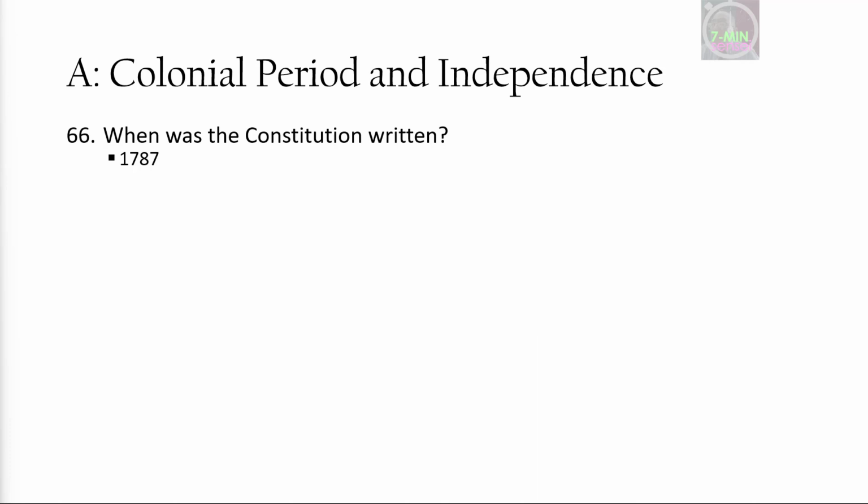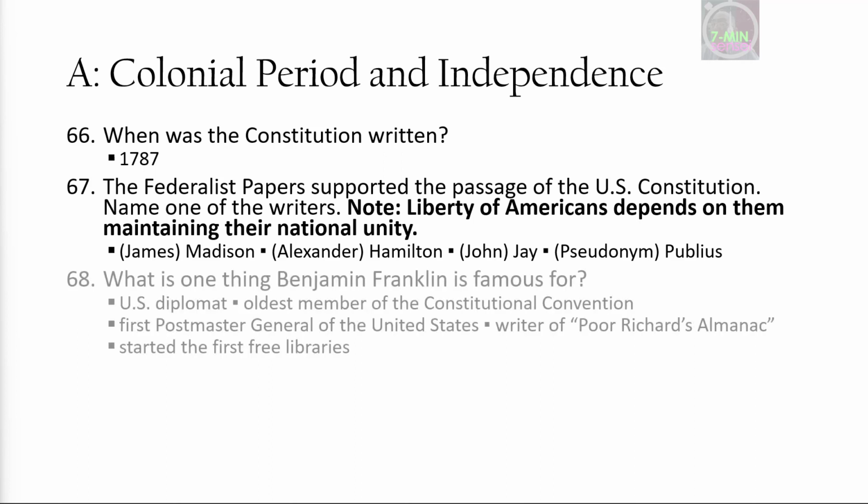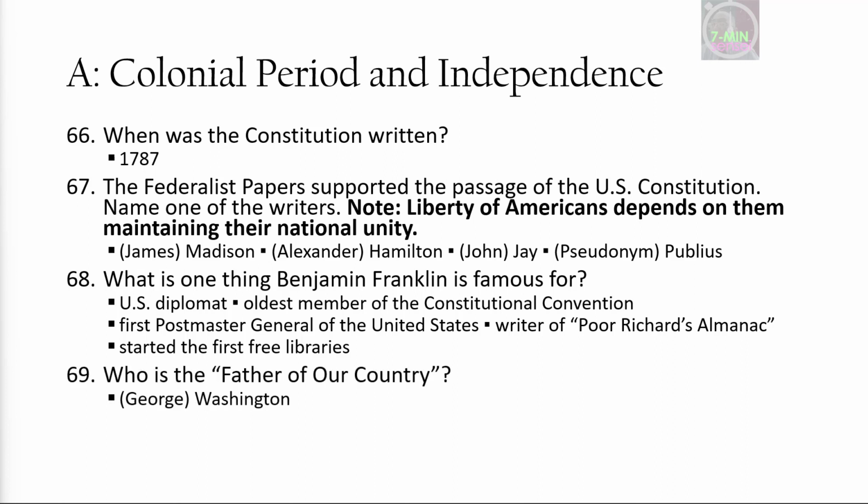The Federalist Papers supported the passage of the U.S. Constitution. Name one of the writers. James Madison, Alexander Hamilton, John Jay, Publius. What is one thing Benjamin Franklin is famous for? U.S. diplomat, oldest member of the Constitutional Convention, first Postmaster General of the United States, writer of Poor Richard's Almanac. Started the first free libraries.